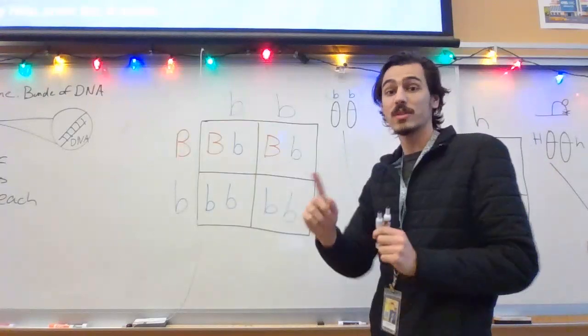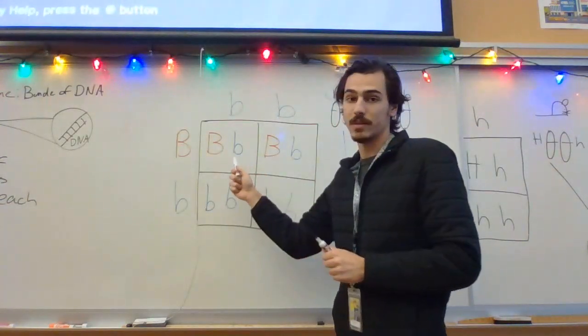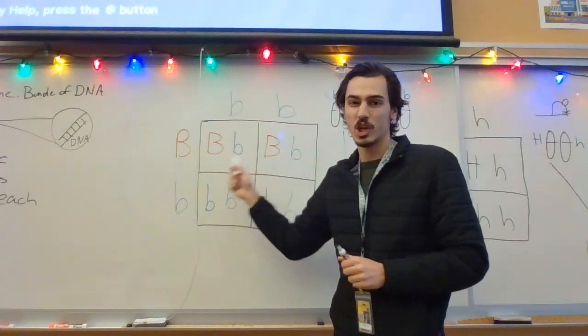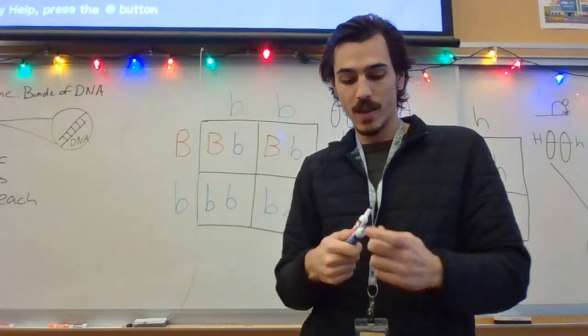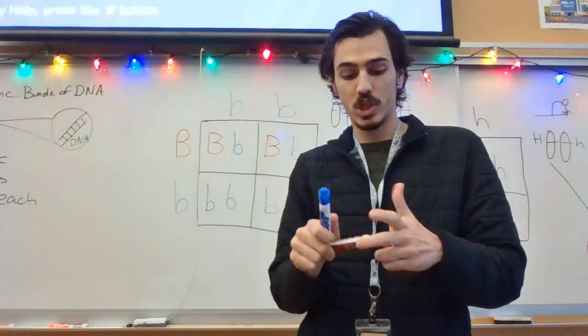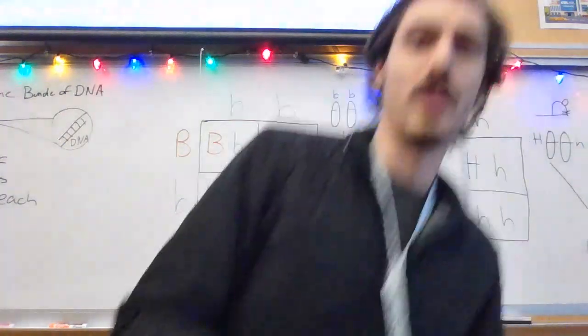Oh, one more thing. If someone is a carrier of the blue eye allele, that means they have it, but they're not actually showing it. So someone who's a carrier of cystic fibrosis has the cystic fibrosis gene, but they have a dominant allele that's covering it up. That might help you out with the question.